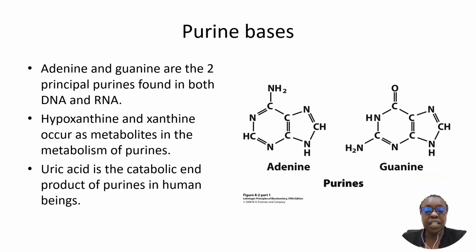The purine bases are of two main types, and they are found in both DNA and RNA: adenine and guanine. Okay, now the breakdown of adenine and guanine will ultimately give us uric acid, which is passed out in urine. But in the process of breakdown, there are intermediates which include hypoxanthine and xanthine. And these ones are good indicators. We're going to meet them again when we talk about gout, where there's increased production of uric acid.